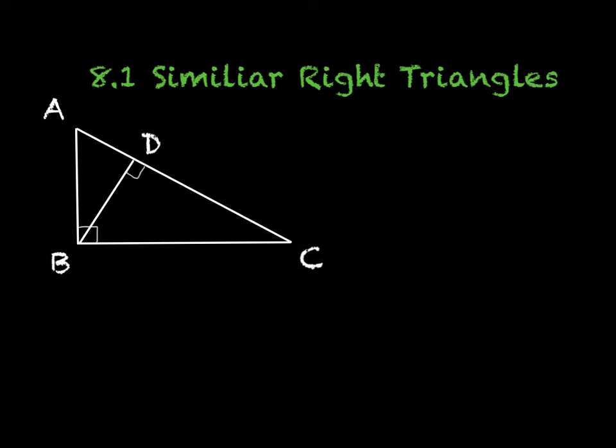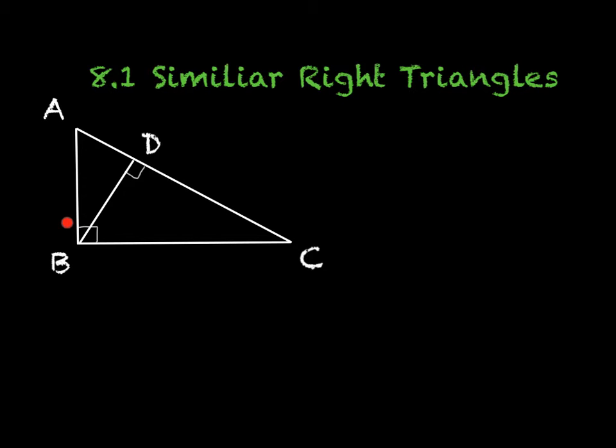So we are going to begin Chapter 8, which is right triangles and trigonometry. And the first unit we look at similar right triangles. So if you remember what similar means, that the angles are congruent and the sides are proportional. So we are going to have some nested right triangles.